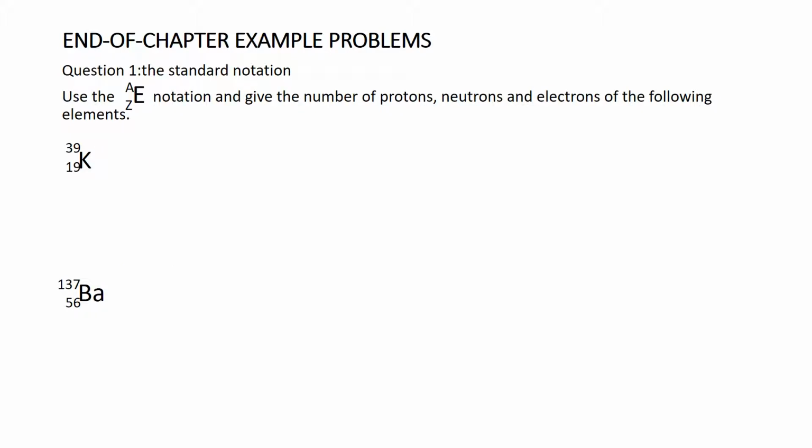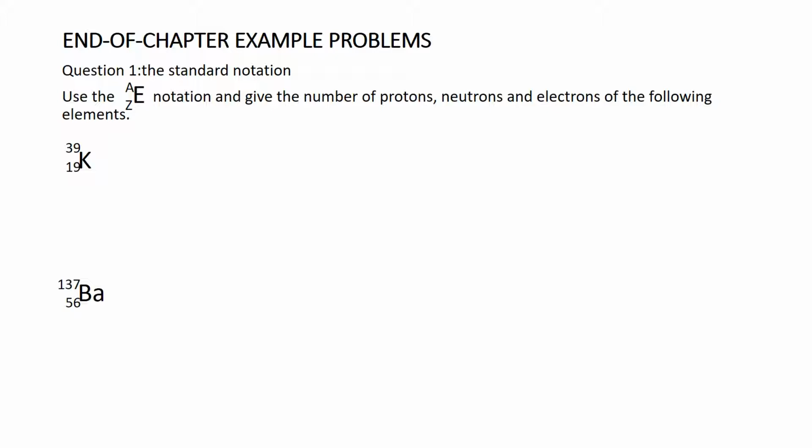Let us look at end of chapter example problems. Question 1 is on the standard notation. We should use the A-Z-E notation and give the number of protons, neutrons, and electrons of the following elements. The first element that they gave us is potassium-39, with 19 as the atomic number. The 19 represents the number of protons and the 39 represents the atomic mass number.